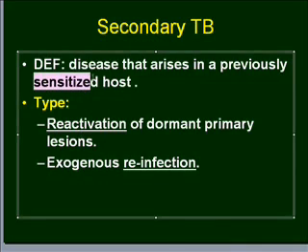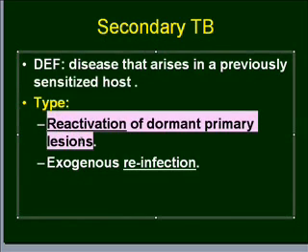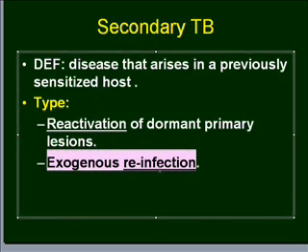Primary tuberculosis always occurs in a patient who is not previously sensitized, and secondary tuberculosis always occurs in the patient who is previously sensitized. How is the patient sensitized? It means the patient previously had tuberculosis. So secondary tuberculosis can be classified into two basic groups: number one, reactivation of the dormant primary lesion, and number two, exogenous reinfection. So these are the two mechanisms by which we can get a secondary tuberculosis.